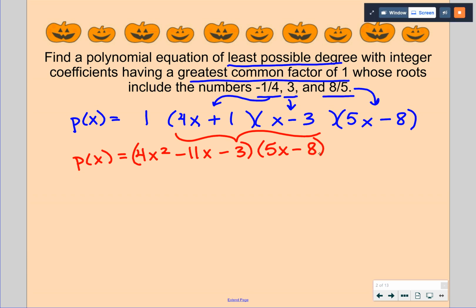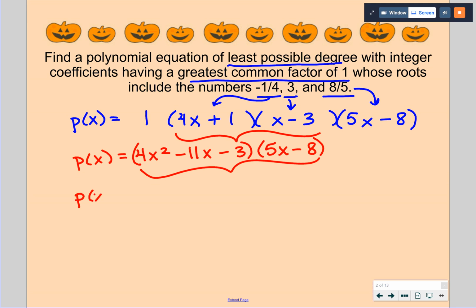And now I need to multiply those together. I have 3 terms times 2 terms. We practiced this in the last chapter, so this is a big distribution problem. We're multiplying everything in the first parentheses times everything in the second parentheses. Because there's 3 and 2, I should expect 6 terms when I multiply this all together.